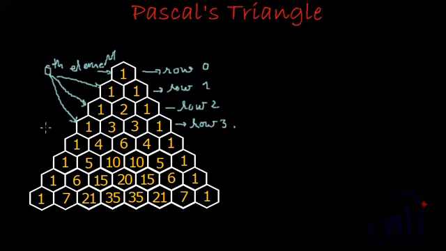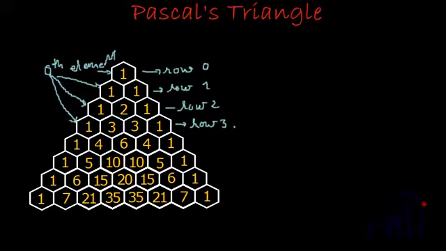And how do we construct Pascal's triangle? Yes, each element in Pascal's triangle is actually the sum of the two elements resting above it. So if we talk about this, 10 is nothing but the sum of 4 and 6, right? And this 15 is nothing but the sum of 10 and 5, right? So this is how we construct Pascal's triangle, and how we refer to an element in Pascal's triangle.